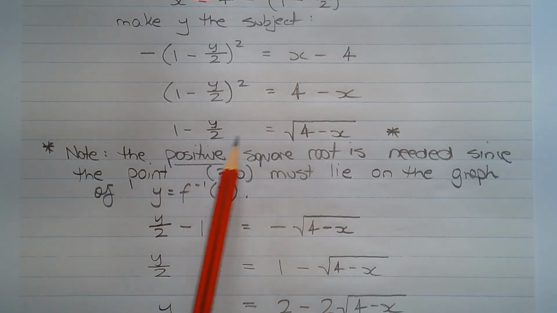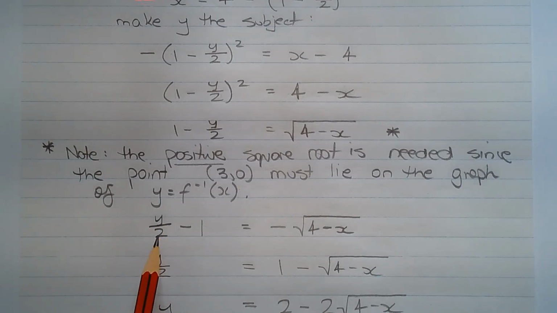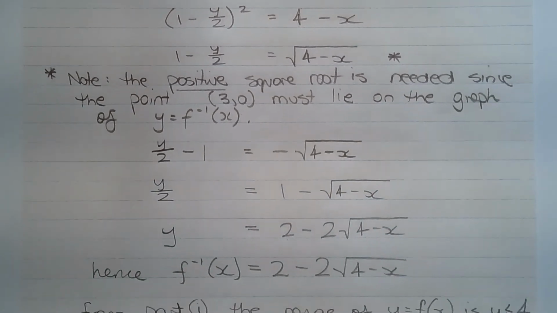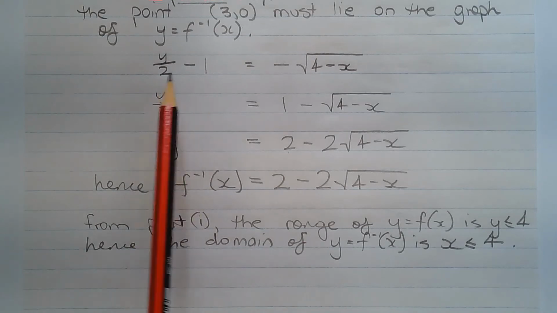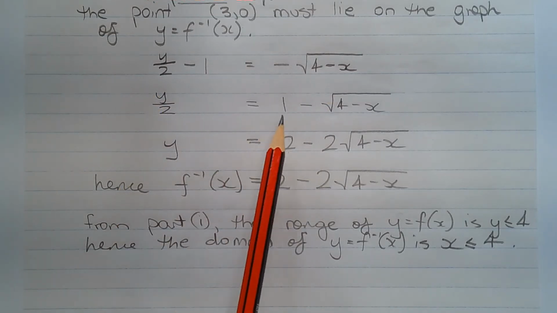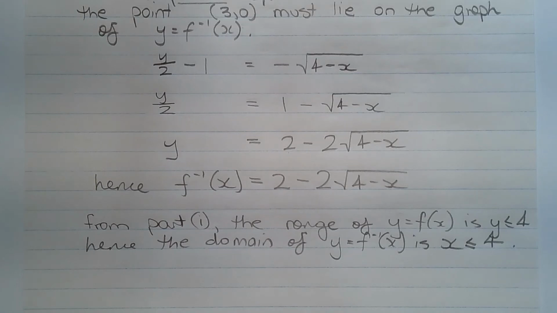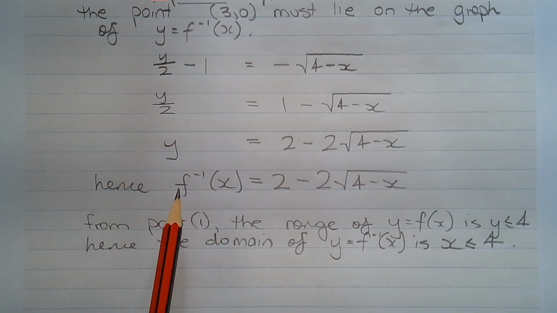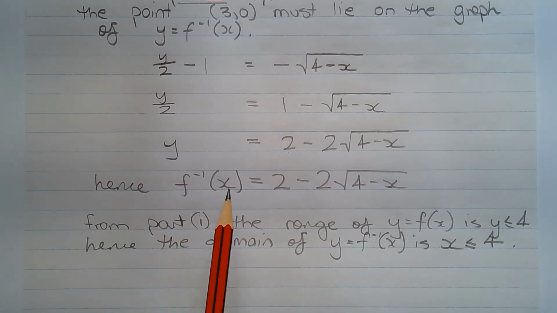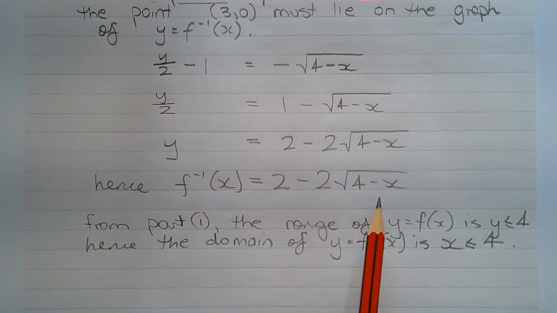So from this line here, if we multiply both sides by −1 to make y positive, we have y/2 − 1 equal to the negative square root of 4 − x. Adding 1 to both sides, we have y/2 = 1 − √(4 − x). And multiplying both sides by 2, we get y = 2 − 2√(4 − x). And then we can replace y with f inverse of x. Hence, f inverse of x = 2 − 2√(4 − x).